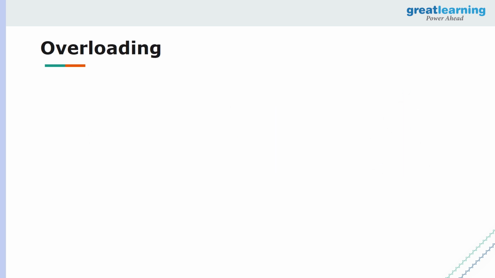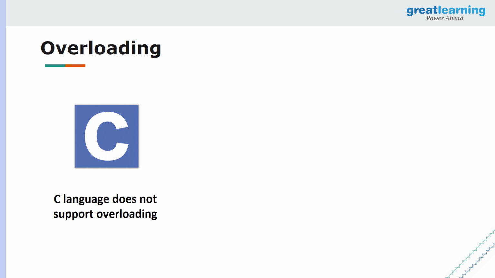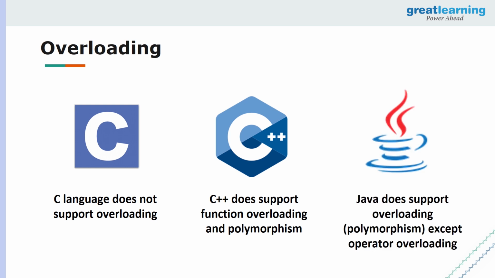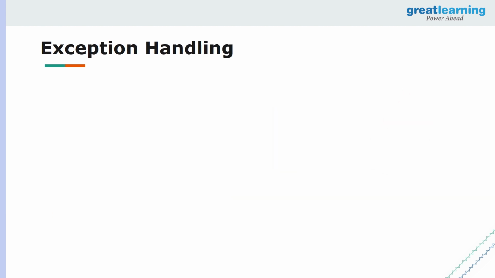What about the overloading concept? When you talk about overloading, only one OOPS concept comes to mind, which is polymorphism. Because C does not follow the OOPS concept, C language does not support overloading. But C++ does support function overloading and polymorphism, because C++ has the OOPS concept. Java does support overloading, which is nothing but polymorphism, but it does not accept operator overloading.